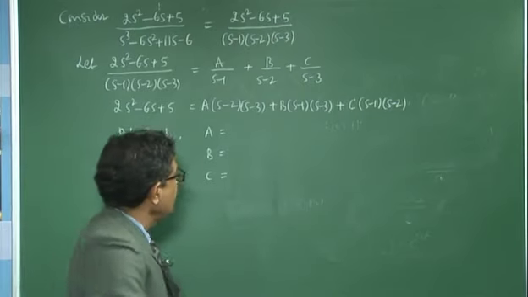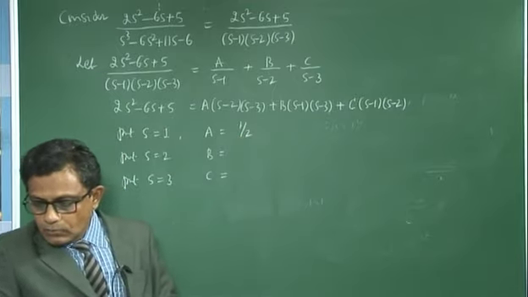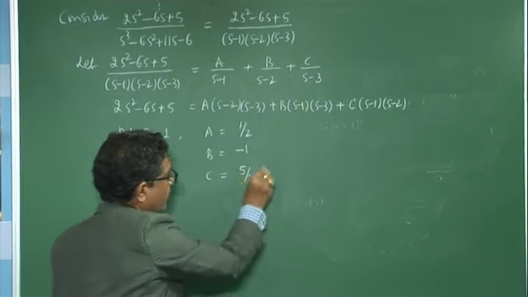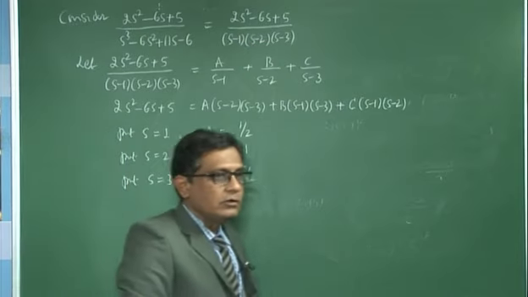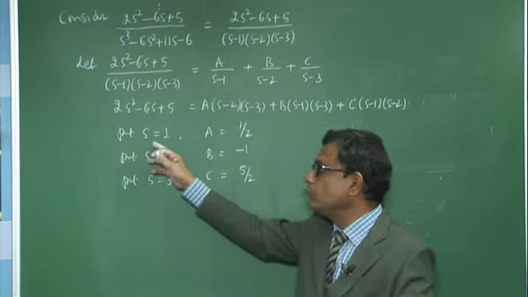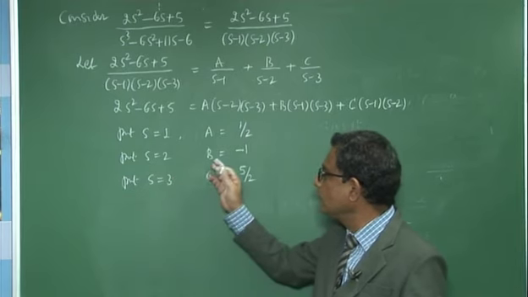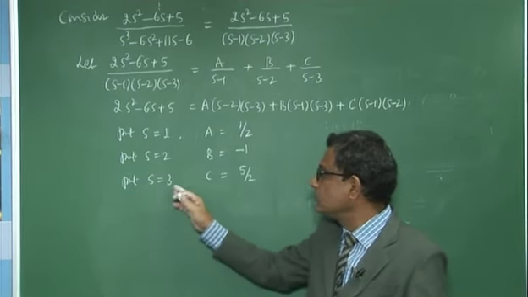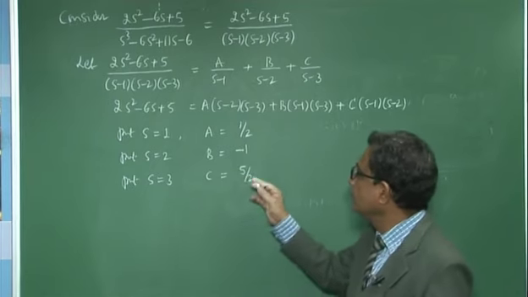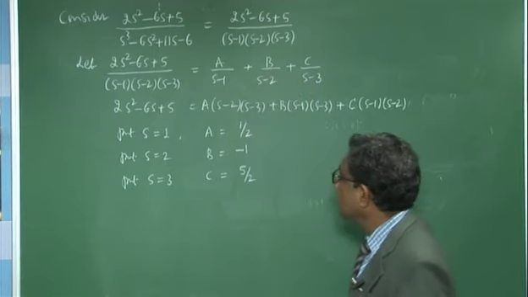What will we get for the A value? A is 1 by 2. What is the B value? B is minus 1, and C is 5 by 2. We got the constant values A, B and C. Just by putting s equal to 1, we got the A value. Putting s equal to 2, we got the B value. Putting s equal to 3, we get the C value. Now substitute the values of A, B, C in this equation. What will you get?